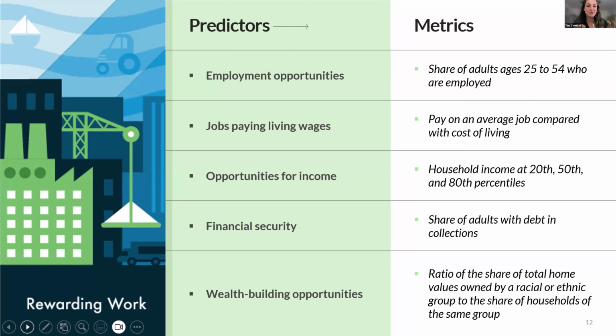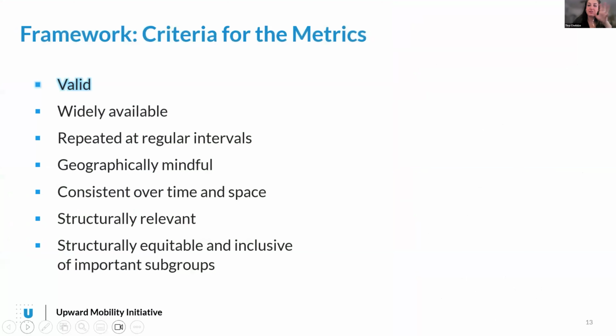And we know that no data source is perfect, of course, but we aimed to select metrics that best balance a variety of considerations. So several metrics could reasonably represent the predictors in our framework, but we were charged with choosing a concise number, right? So we developed 7 criteria that we wanted the metrics to meet. The first was that they were valid, right? This meant that we wanted the metric to be well established or accepted in research and policy, and we wanted it to be an accurate measure of the predictor that it was meant to represent in the framework.